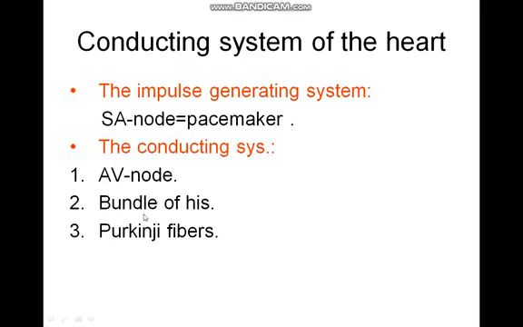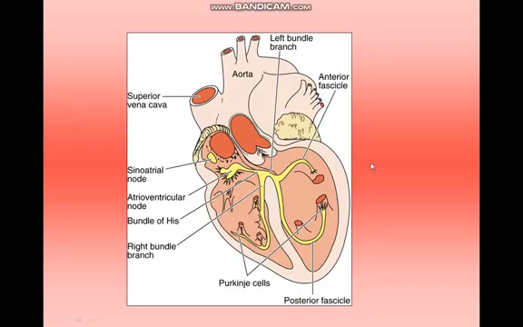From the bundle of His we have bifurcation of the bundle branch into right and left side, ending toward the Purkinje fibers. In this figure we can see the heart. This is the right atrium, in which we have the pacemaker of the heart, which is the SA node, then from which we have the atrioventricular node. The region from the SA node to the AV node represents the PR interval of the ECG.